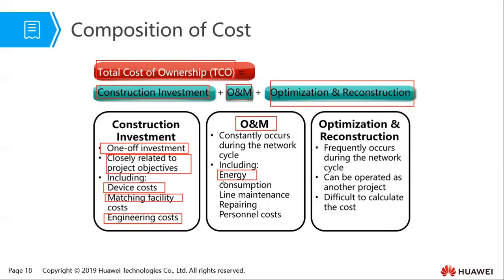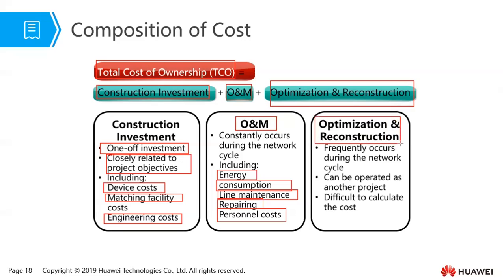Operation and maintenance. So your network will constantly require operation and maintenance. Some of the costs involved here, for example, are the energy bills, electricity bills, consumption, line maintenance, repairing, personnel costs. You most likely will have someone monitoring and managing the network. Consumption might be the bandwidth, for example. So you're paying your ISP for that. So those are some of the examples of operation and maintenance cost.